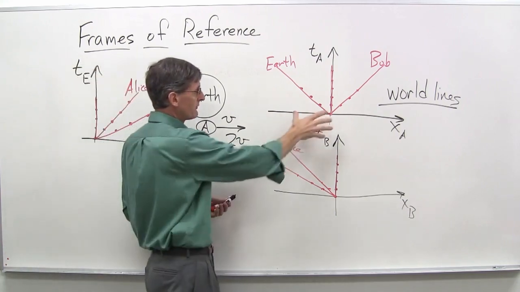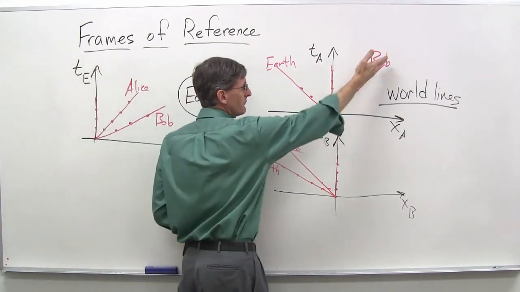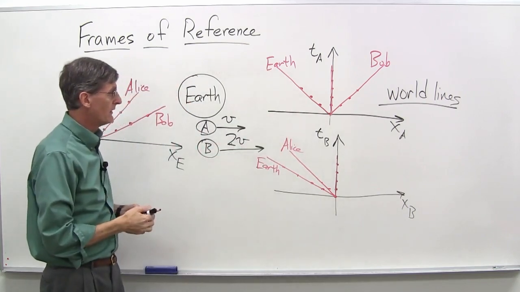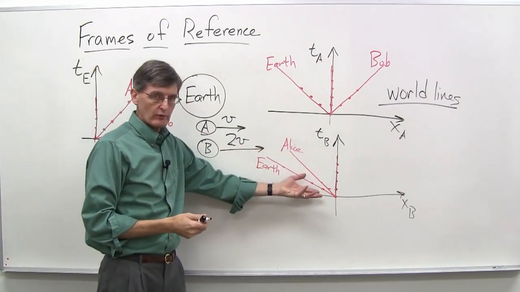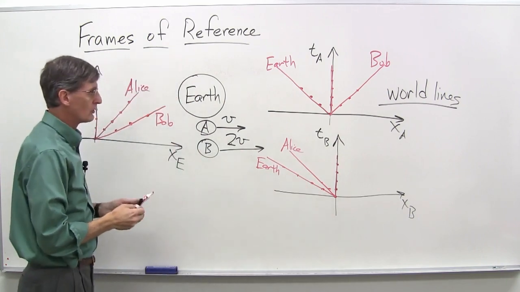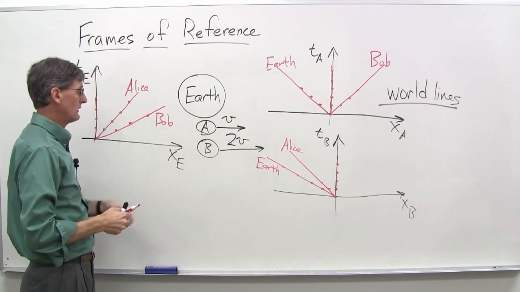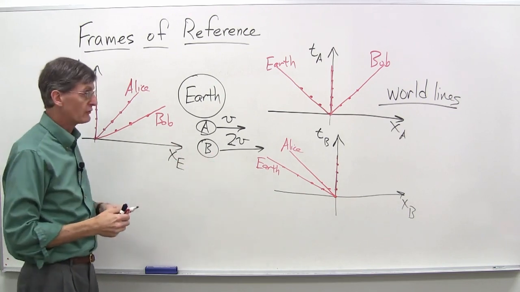Same thing for here, for Alice. We've got the world line of Bob from Alice's perspective, world line of Earth from Alice's perspective. And same way for Bob as well. We talk about world lines. So we talk about Bob's world line from Alice's perspective. We talk about Alice's world line from Bob's perspective, and so on and so forth.